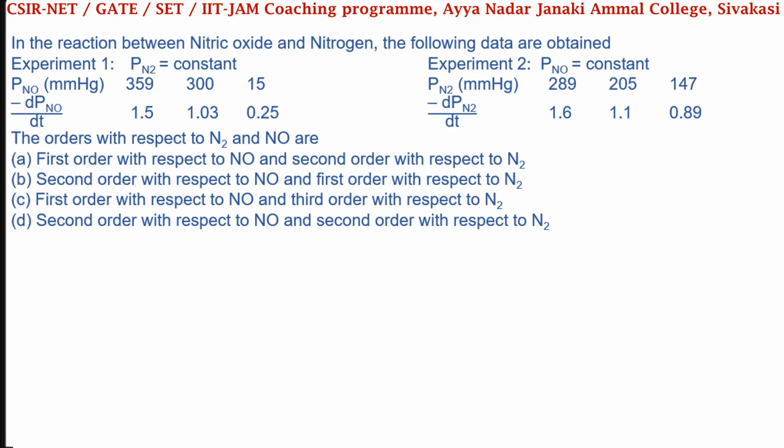That is given as 289 millimeter of mercury, at that time the rate is 1.6. At 205, the rate is found to be 1.1. And at 147, the rate is 0.9989.